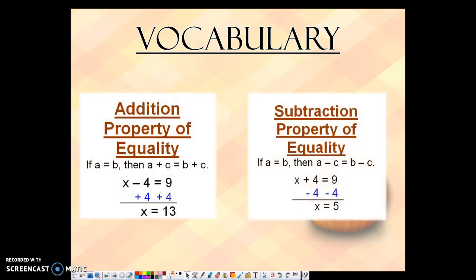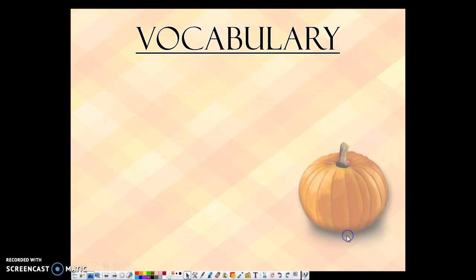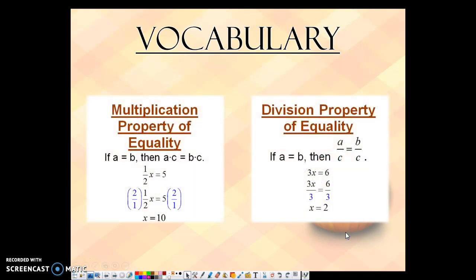Addition property of equality means if you add on one side, you must add to the other side. Subtraction property of equality means if you subtract from one side, you must subtract from the other side. Multiplication property of equality means if you multiply on one side, you have to multiply on the other side. Division property of equality means if you divide on one side, you must divide on the other side.